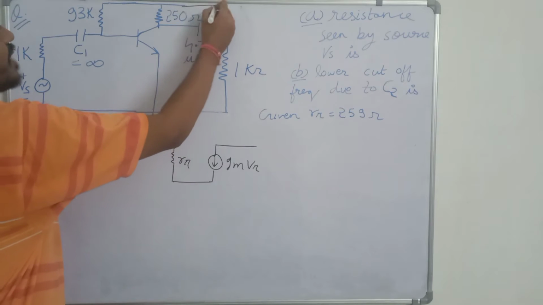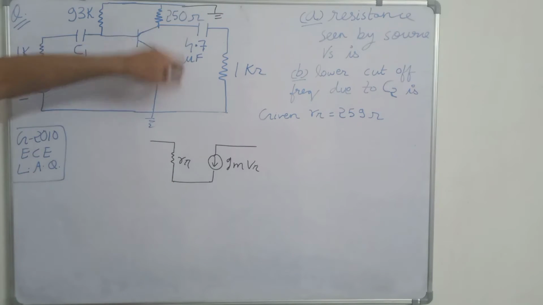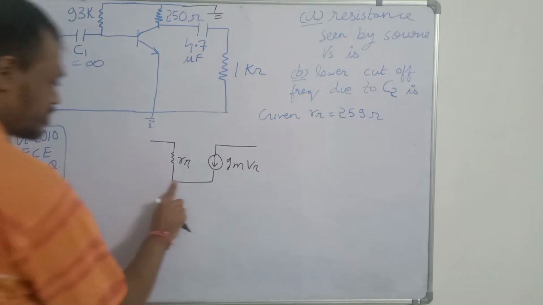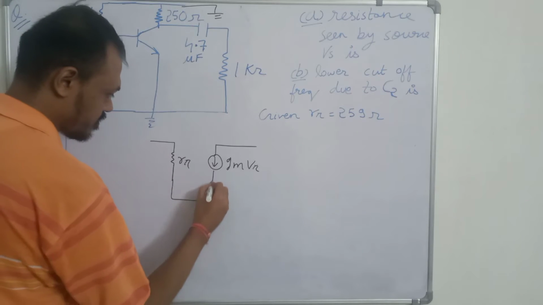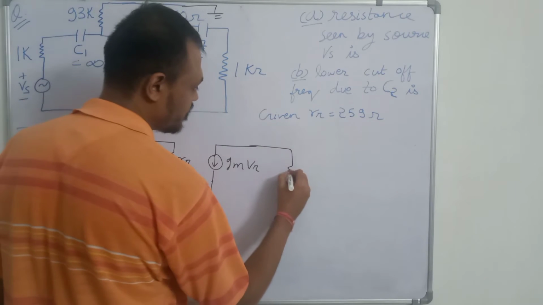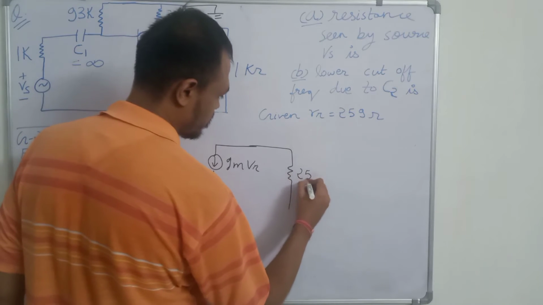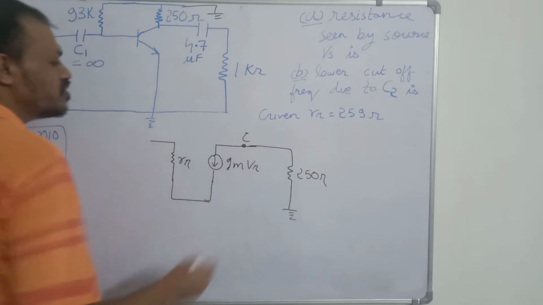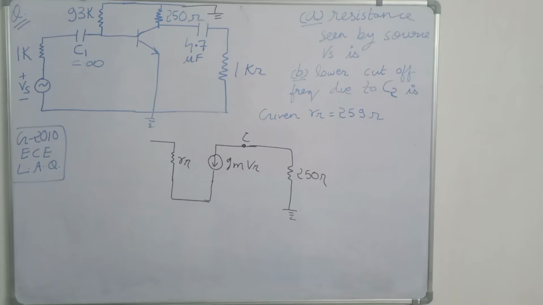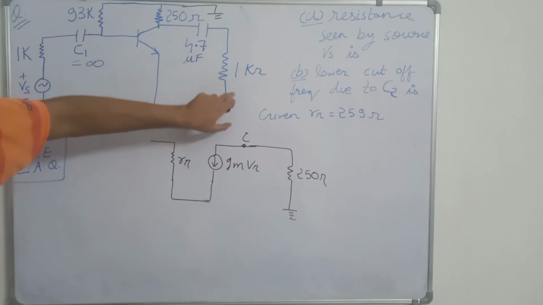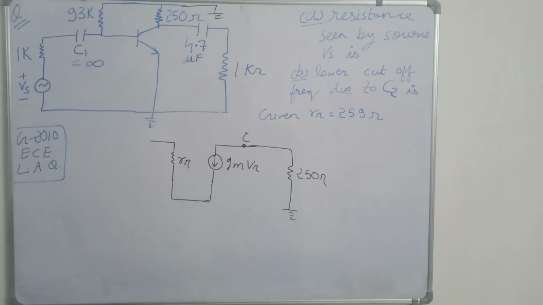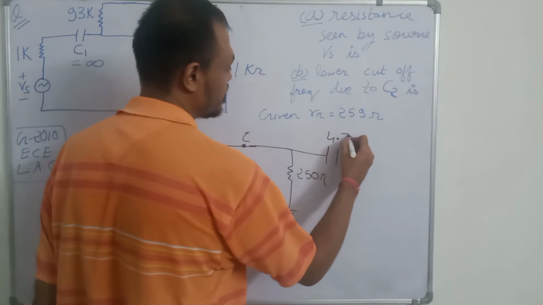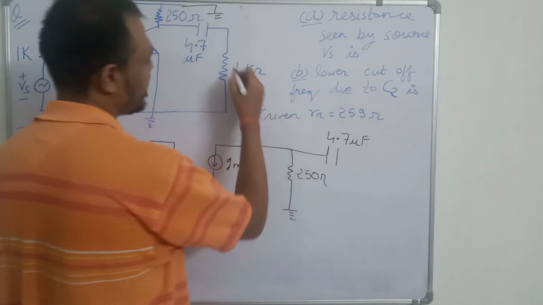So if we ground this DC supply, now 250 ohm is connected between capacitor and ground. So we can connect it between capacitor and ground. So this is 250 ohm. Because this is a capacitor terminal, so this 250 ohm is between capacitor and ground. Now this 1 kilo ohm is also between capacitor and ground through 4.7 microfarad capacitance. So this will be capacitance 4.7 microfarad, and then this 1 kilo ohm.